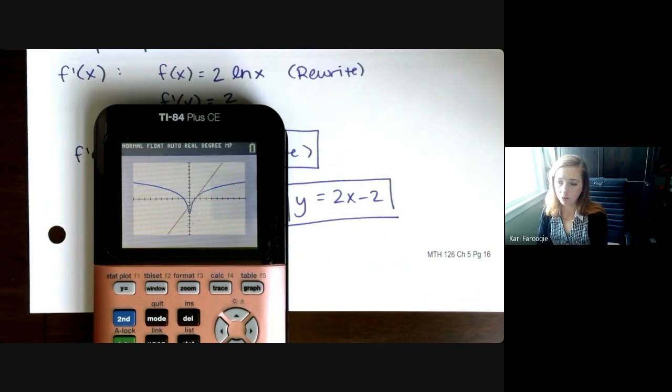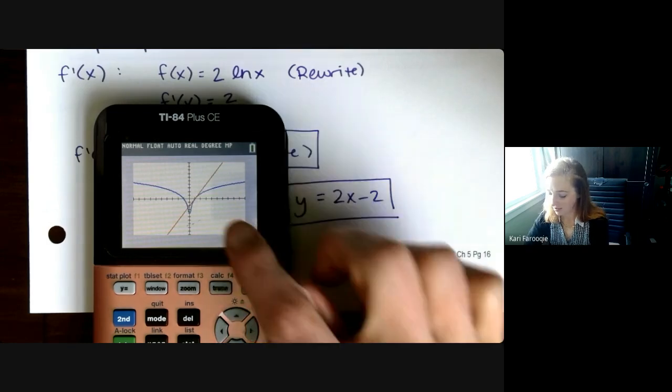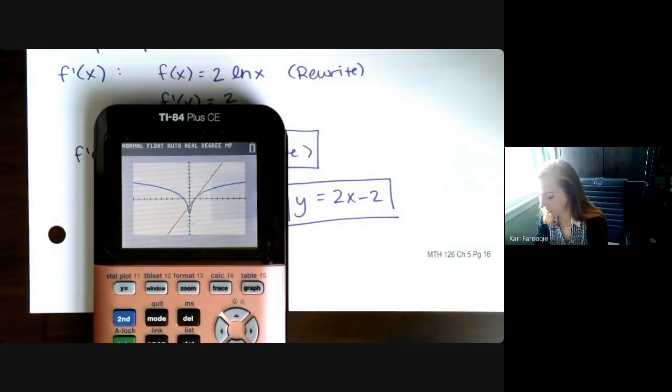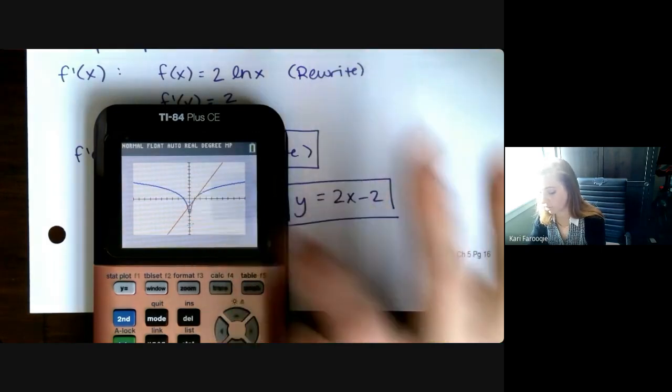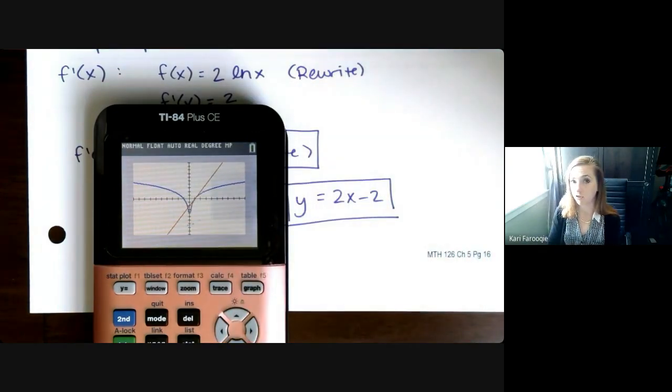And it's going through the point (1, 0) with my slope being 2, and it's going through that point on the curve. It is definitely tangent at that point. That's what it looks like.